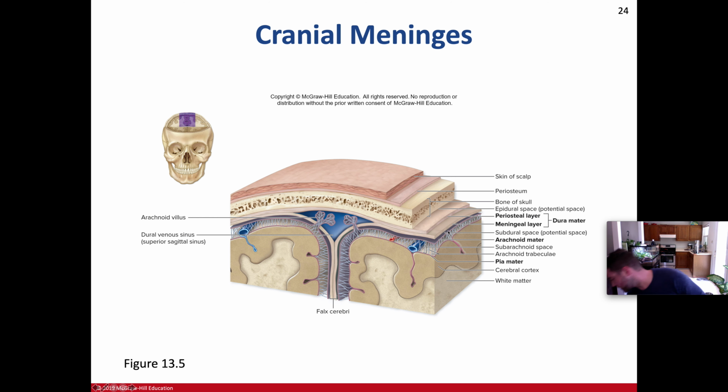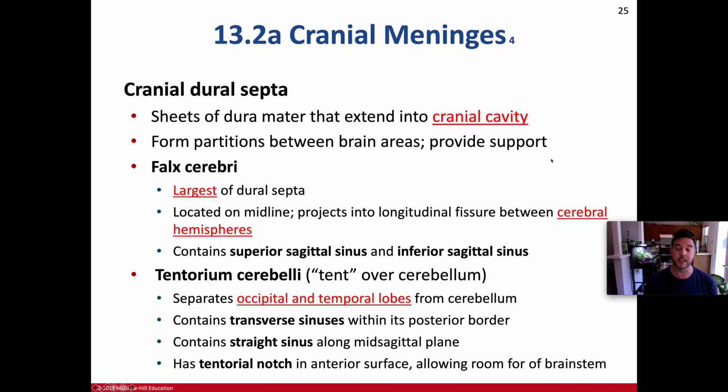And then you have the subdural space, the arachnoid mater, there's the arachnoid trabeculae, and then you have your pia mater as well, adhered directly to this cortex, the cerebral cortex. And then there's the venous sinuses separating them, draining.